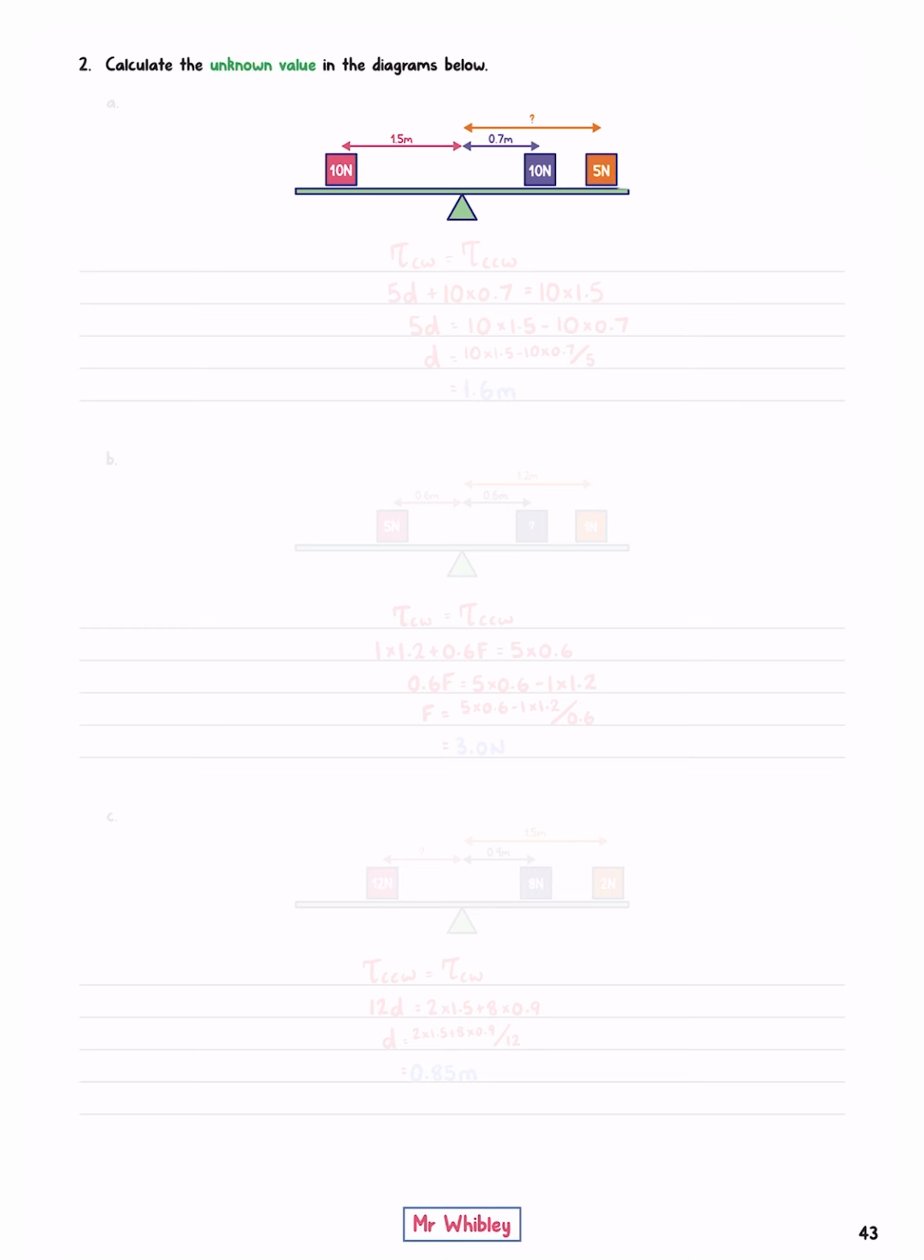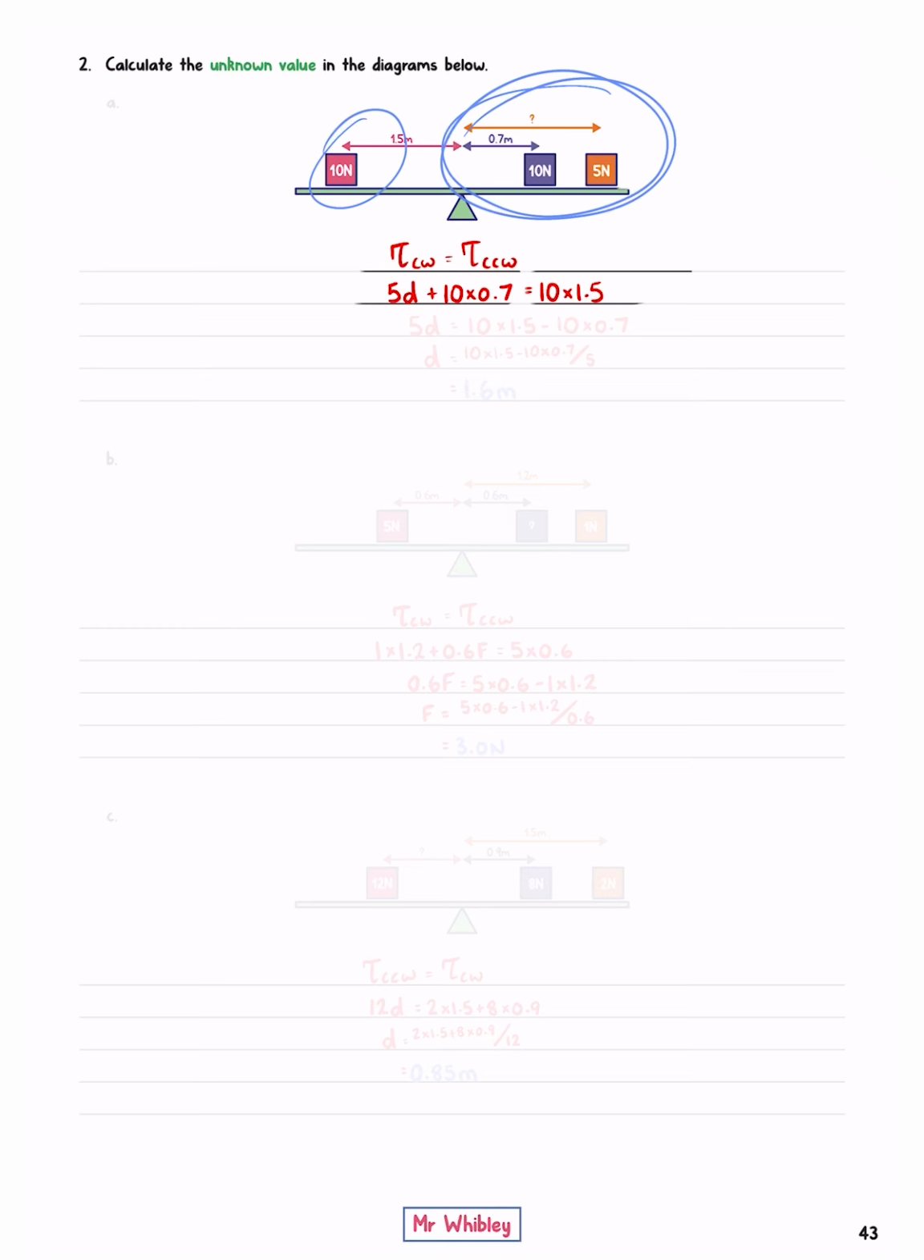Knowing that the plank is in equilibrium, we know that our clockwise torque equals our counterclockwise, where this is our counterclockwise, so we can substitute its force times its distance, and these ones are our clockwise. So we can substitute their forces times their distances, where we have our D, which is our unknown distance.